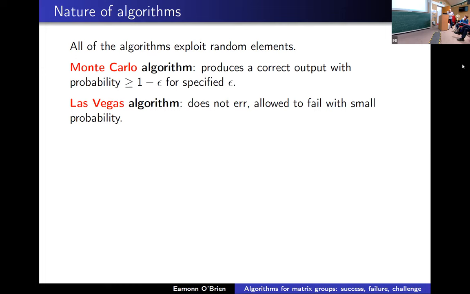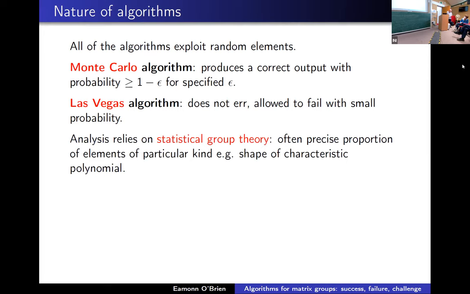All of this relies very heavily on statistical group theory, which there's a number of experts in the audience. I'll talk about some of that later. Basically, for the purpose of analysis of the algorithm, you're often wanting to have very precise, detailed information about the proportion of elements of a certain kind. For example, the shape of the characteristic polynomial. Does it have a linear factor? Does it have a certain number of factors of a particular degree, et cetera?